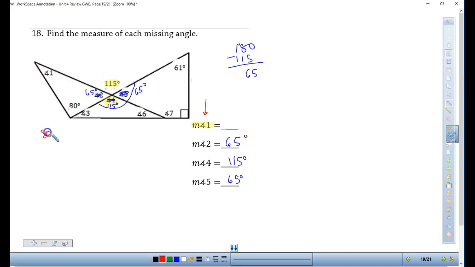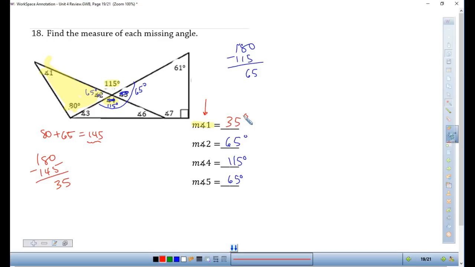So let's see, 80 plus 65 is going to give us a 145. So then remember, these three make a triangle here. So 80 plus 65 plus angle 1 has to equal 180. And we already know these are 145. So if we do 180 minus 145, we should get 35. So 35 degrees for angle 1.